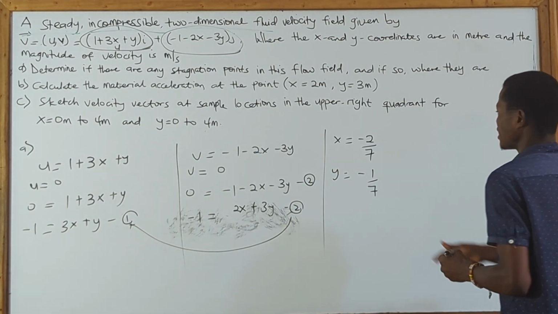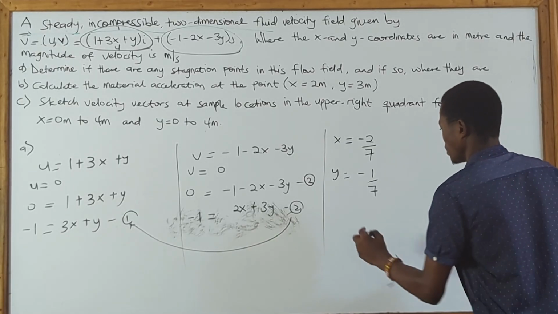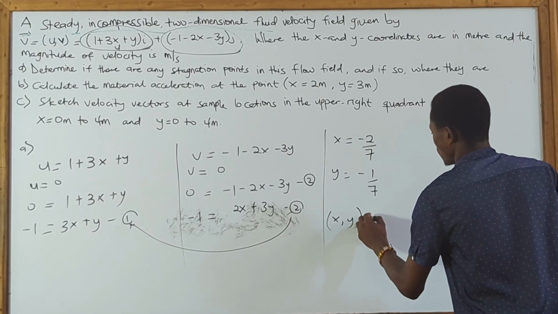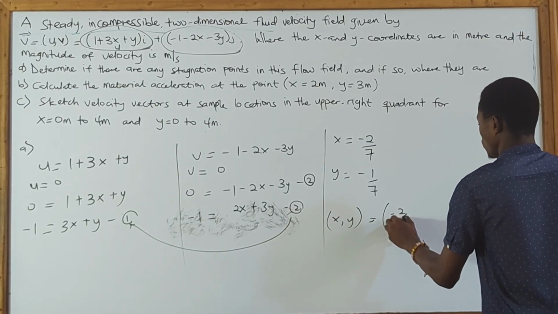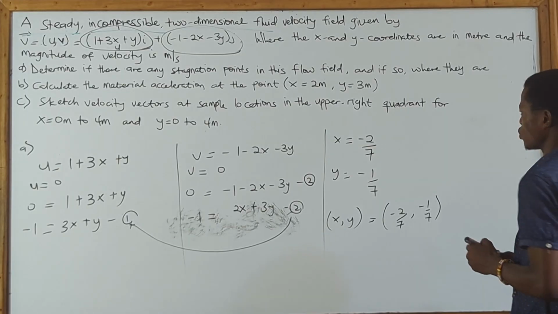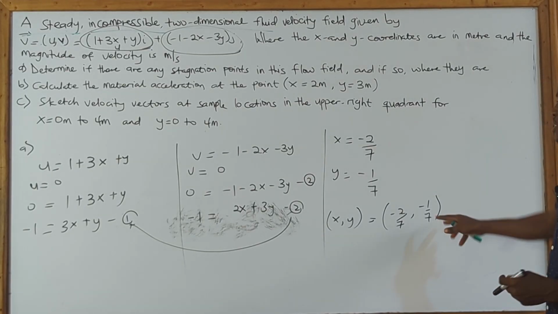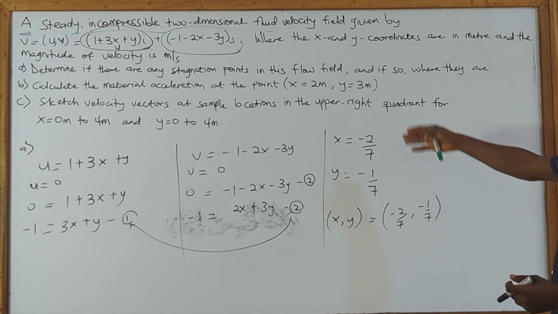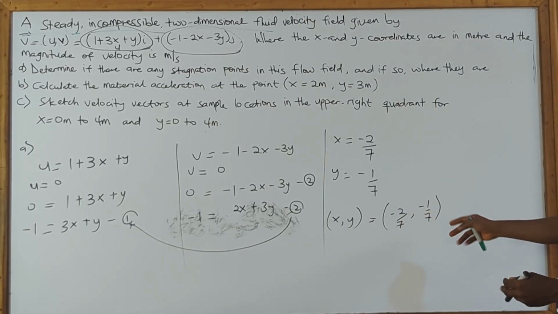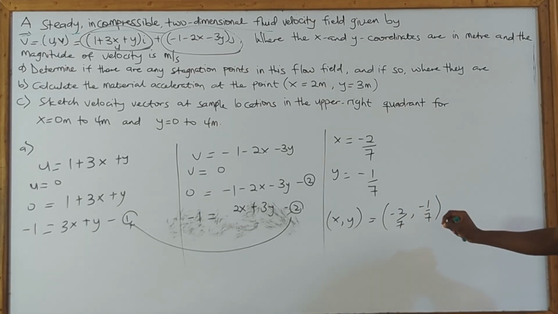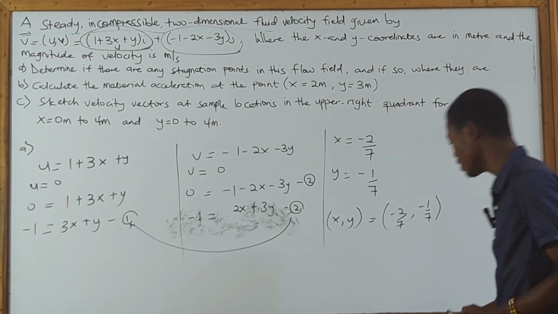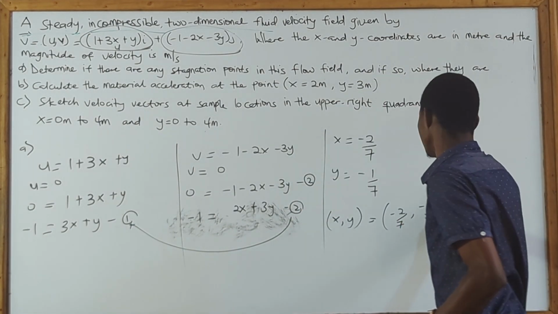In getting this, we can write it in point form: x comma y is equal to minus 2 over 7, minus 1 over 7. This is the stagnation point. So this shows that there is stagnation, that there is some point in the fluid where the fluid particle is stagnant.